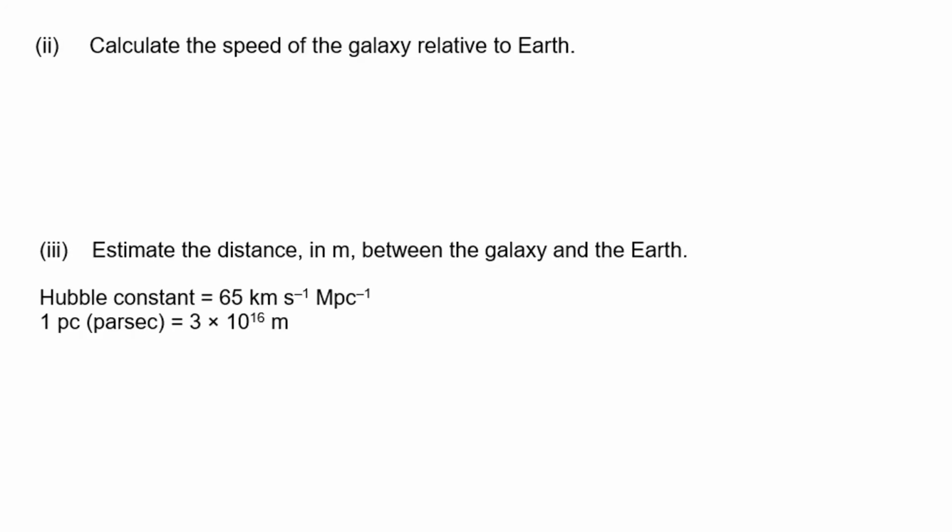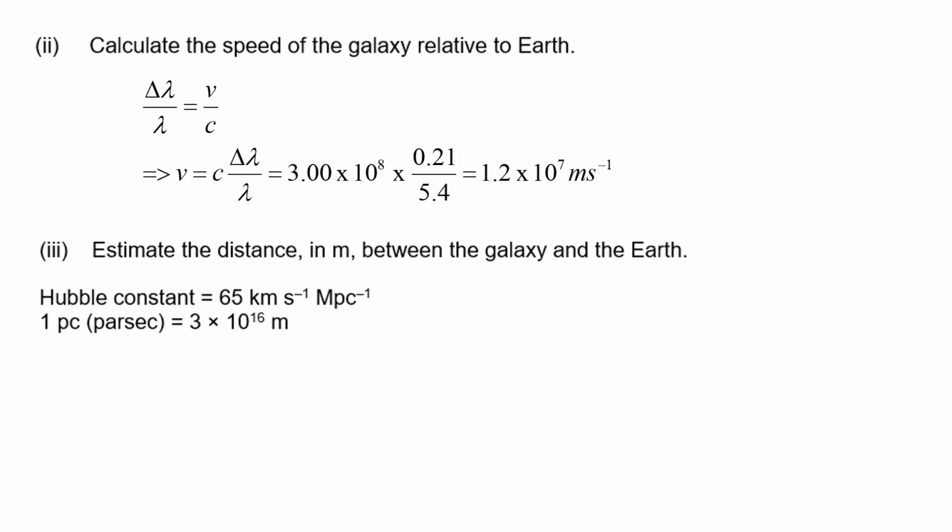Okay, so calculate the speed of the galaxy relative to Earth. So what we're going to do is, again, use a Doppler effect equation, but this time this version of it, we could have used the frequency version too. Plug the numbers in, and that allows us to work out how fast it's traveling away. So we can see it's 1.2 times 10 to the 7, so getting up to not far from the speed of light there.